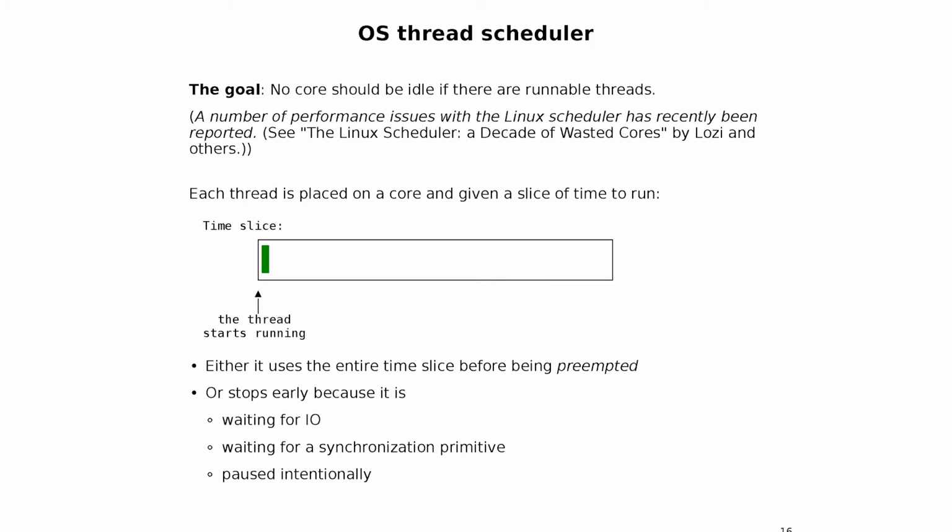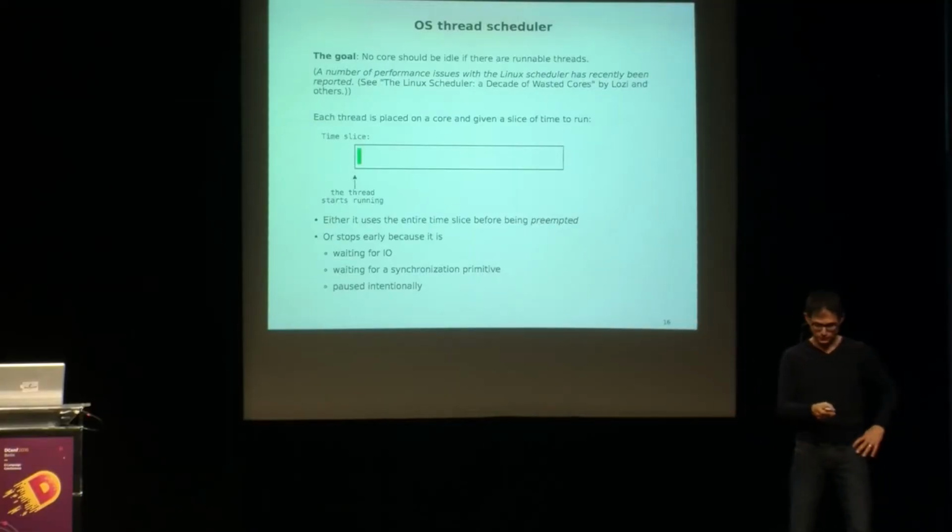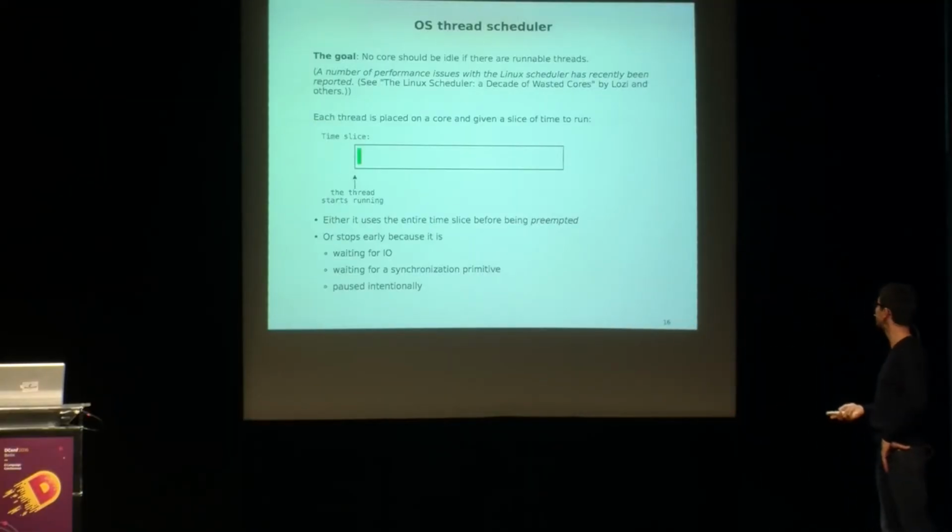In cases where the thread runs all the way to the end, the operating system comes in and preempts that thread, saying, okay, now it's time for another thread, pulls in another thread on that core, and that gets executed.